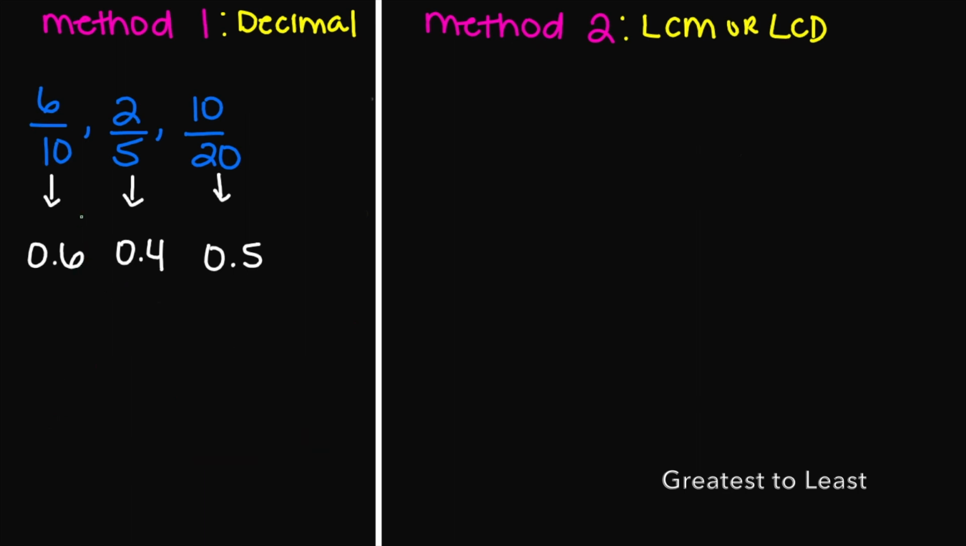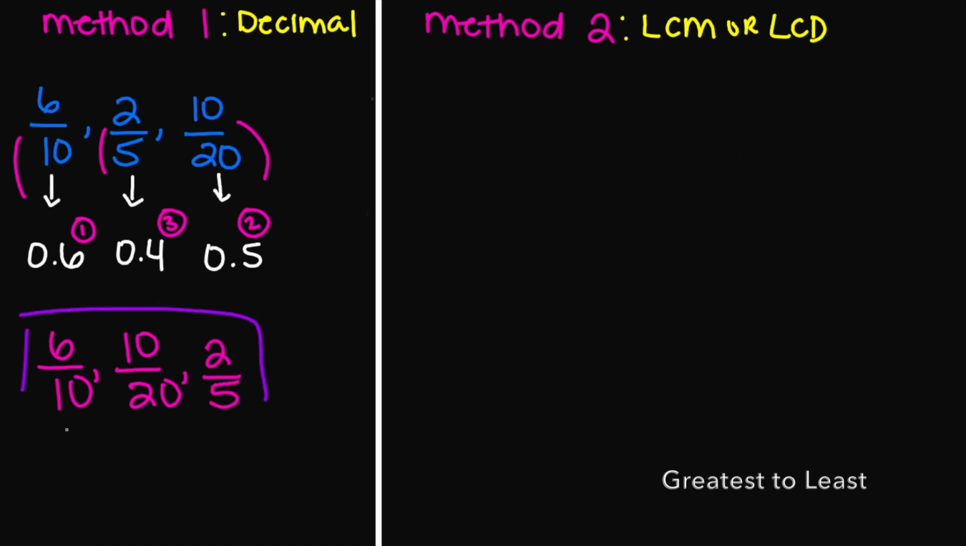So by looking at my decimals here, I can see that this decimal is going to be first. Next, we have our 0.5. And then your 0.4 is going to be last. So my 0.6, that's the fraction 6 over 10, this is first. Next is my 10 over 20. And then next you have your 2 over 5. And this is your final answer here.